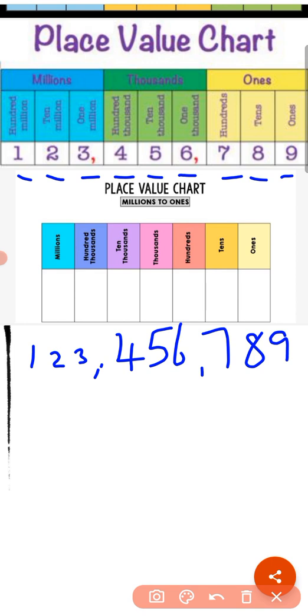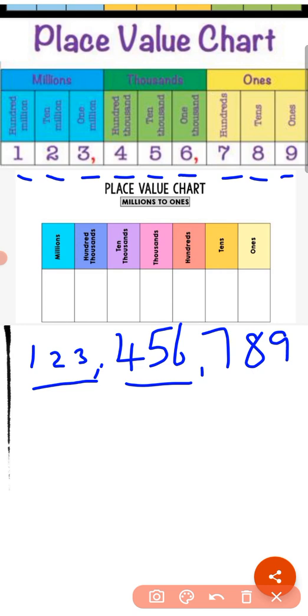Okay, then how will we read this number? As I told you, first read the number and say the group name. So 123 millions, 456 thousands and 789. Okay, we will read it as 123 millions, 456,789. Is it clear, children? Okay.